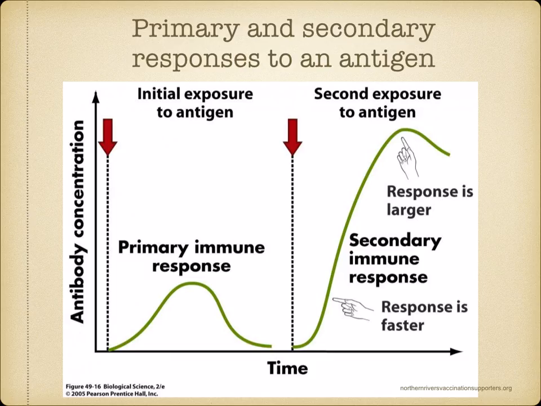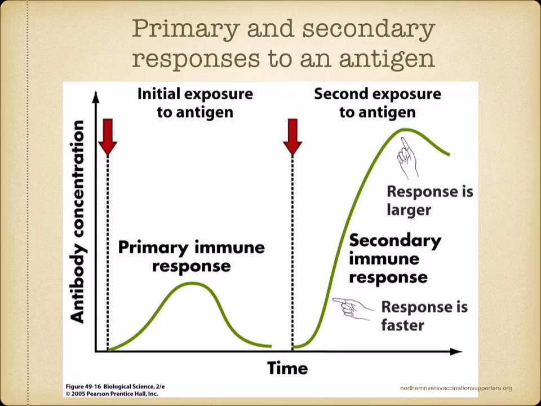So looking at this graph here, you can see that the secondary immune response is much faster and it's larger. So the memory cells provide long-term immunity against the original infection, and this is known as the secondary immune response. It's both more rapid and of greater intensity than the primary immune response, and it ensures that the new infection is repulsed before it can cause any damage.